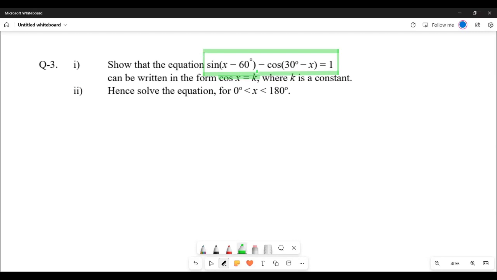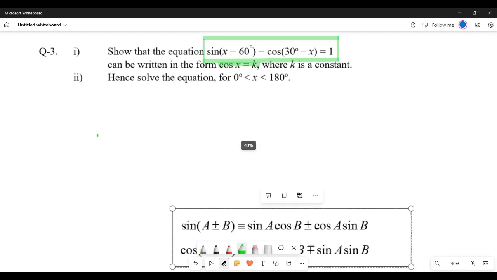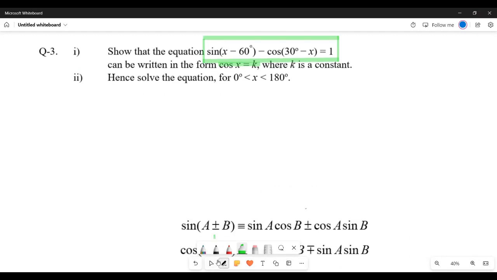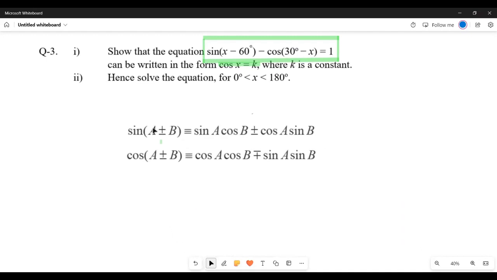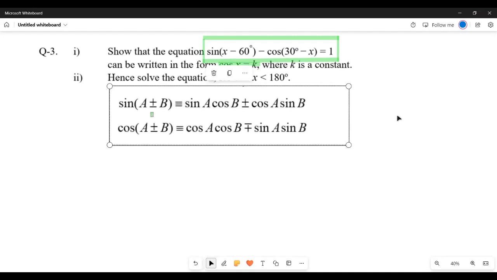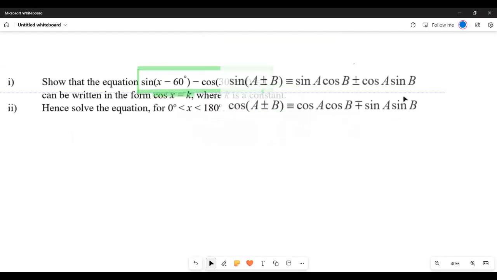I'm going to copy paste the formula from the formula sheet, although you should memorize it. But anyway, you'll have this given to you in the formula sheet, so you can just take a look. How to expand compound angles for sine and cos. Let me just write it.